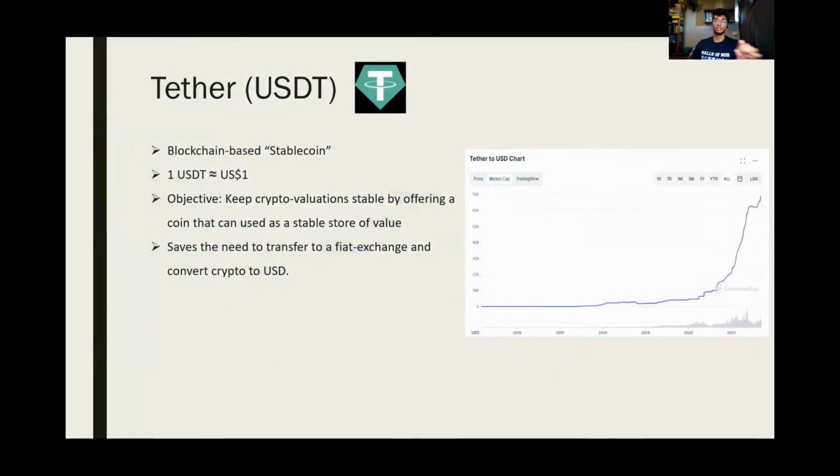Now that you guys have gone through lessons on Bitcoin and Ethereum, you should have a pretty good understanding of what a cryptocurrency actually is. In fact, each cryptocurrency has its own uses that it's built for. One of the most famous altcoins is Tether, or USDT. It's widely considered a blockchain-based stablecoin.